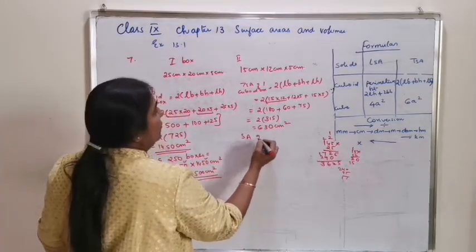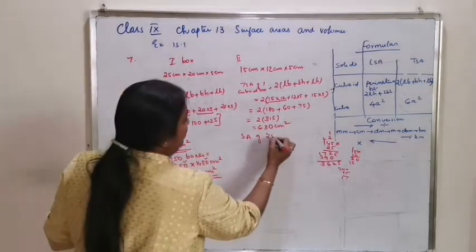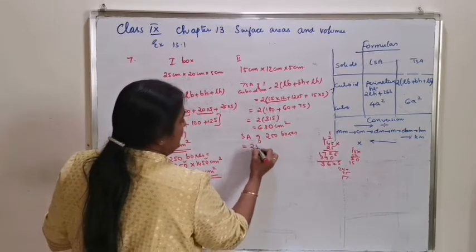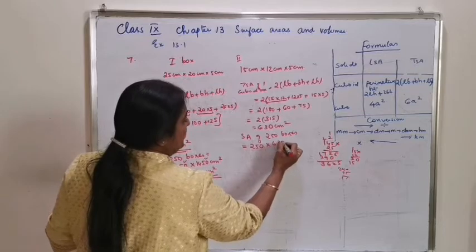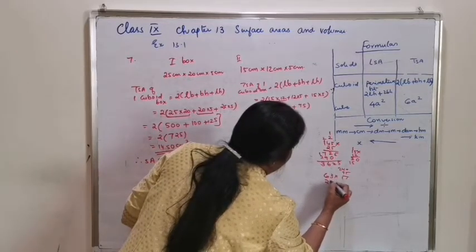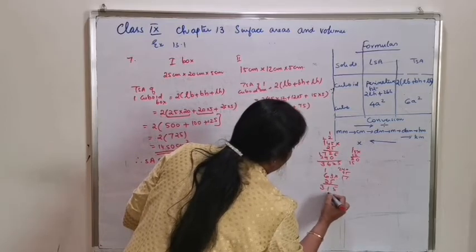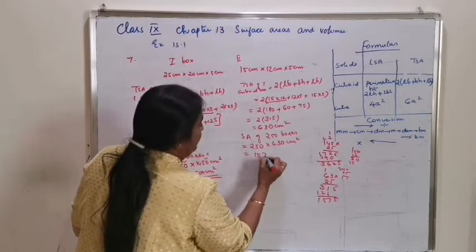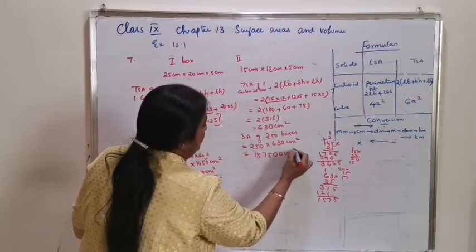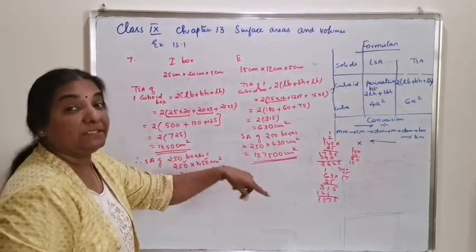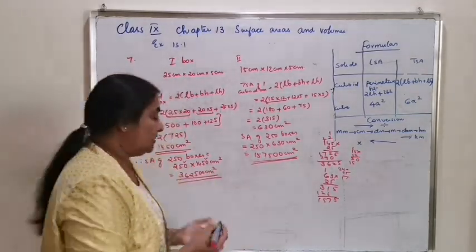Surface area of 250 boxes is equal to 250 into 630 centimeter square, that is 63 into 25, which is 1575, so 1,57,500 centimeter square. Now for both the boxes together, what is the area of cardboard?